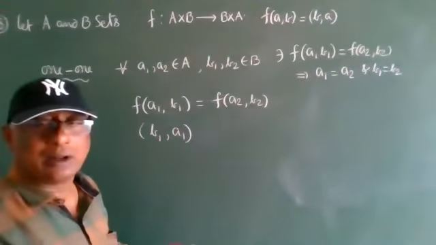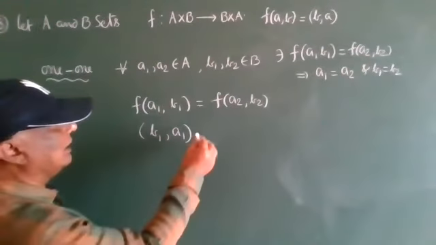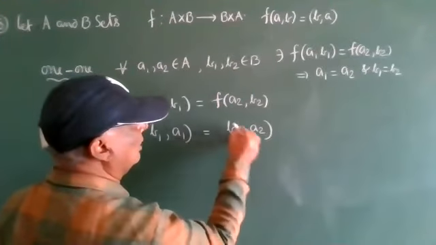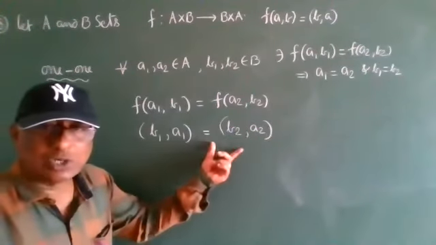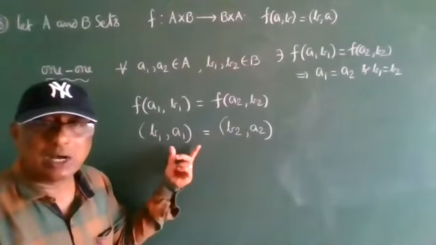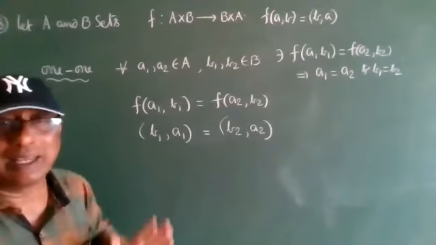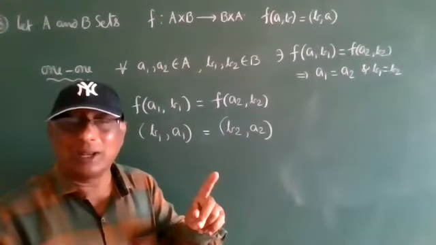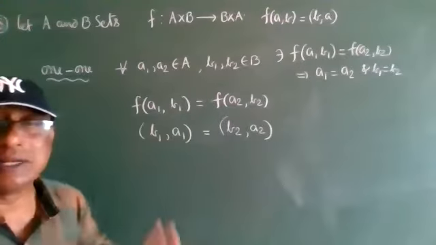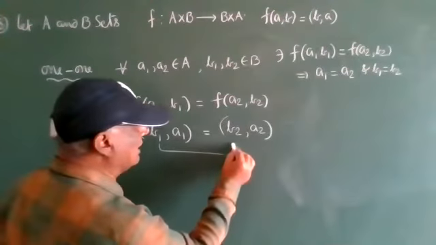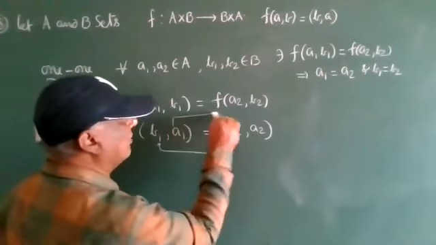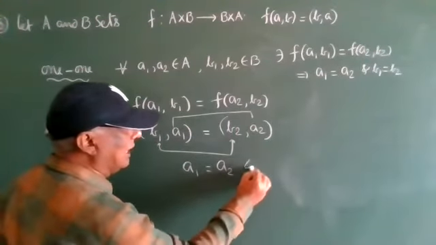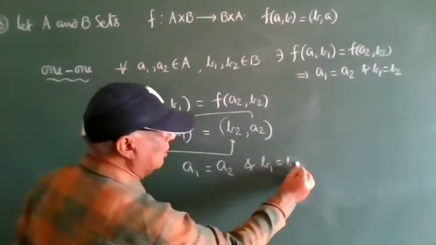Nichal, it is given, not onto. Now see, by the reverse order, (B2, A2). By the coordinate geometry, if two coordinates are equal, their corresponding elements are equal. That means B1 is equal to B2 and A1 is equal to A2. Therefore, A1 is equal to A2 and B1 is equal to B2.